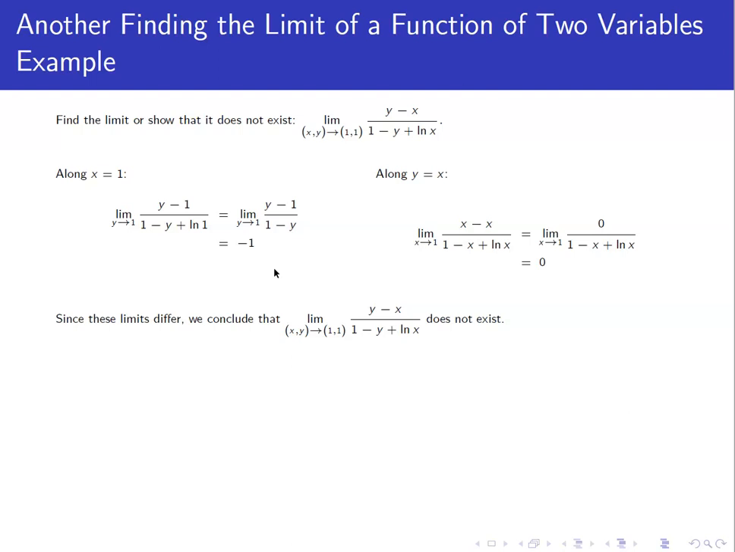Okay, so let's recap. Along the line x equal to 1, we got negative 1 for our limit. And along the line y equals x, we got 0 for our limit. But we can't get two different answers for the limit and have the limit exist. So we conclude that the limit does not exist.